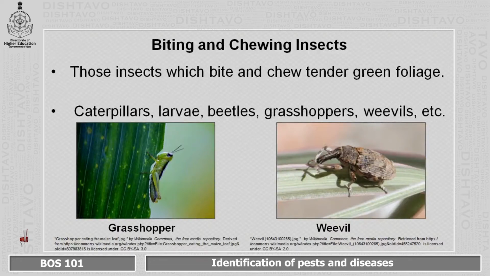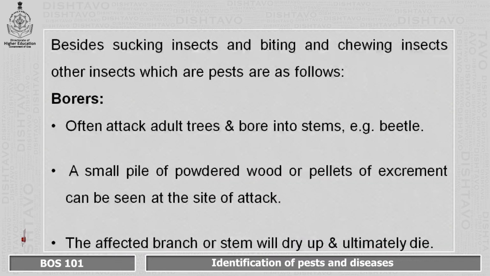Biting and chewing insects. Those insects which bite and chew tender green foliage are called biting and chewing insects. Caterpillars, larvae, beetles, grasshoppers, weevils are examples of biting and chewing insects. So here in this image we can see a grasshopper which is feeding on the foliage. Weevil can be seen in the second image. These are biting and chewing insects.